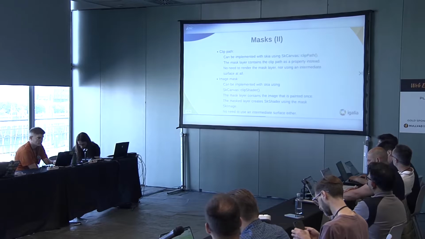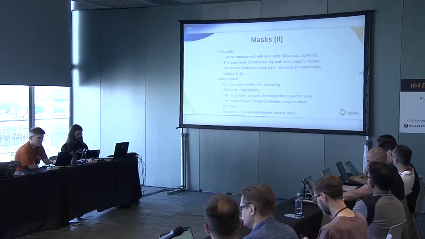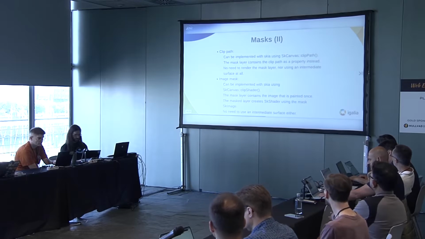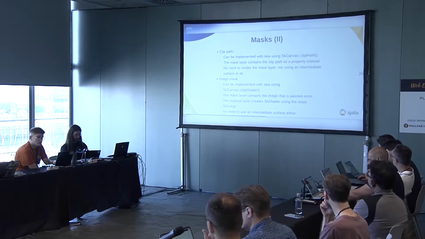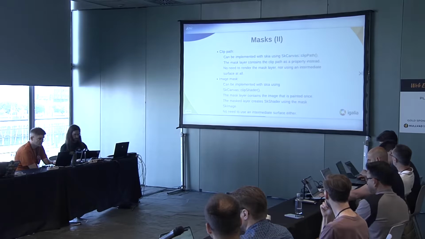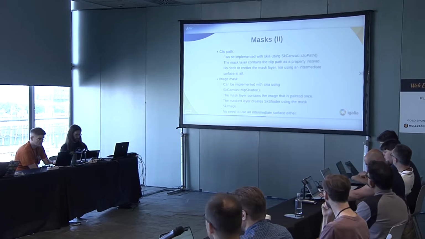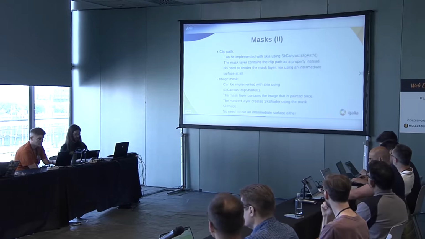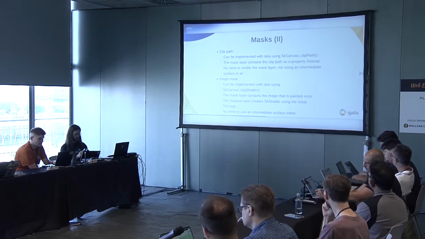Skia has APIs to do both things without having to use an intermediate surface again. In the case of clip path, instead of generating a mask layer with the image representing that clip path, we can just pass the clip path as a path object that the compositor receives. And then we can simply use the SkCanvas clip path API. This is quite simple and much more efficient because we don't need to render the mask layer and we don't need to use an intermediate surface at all.